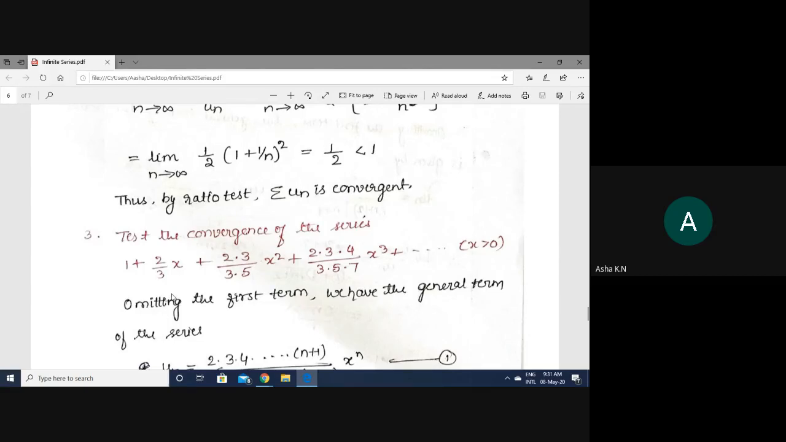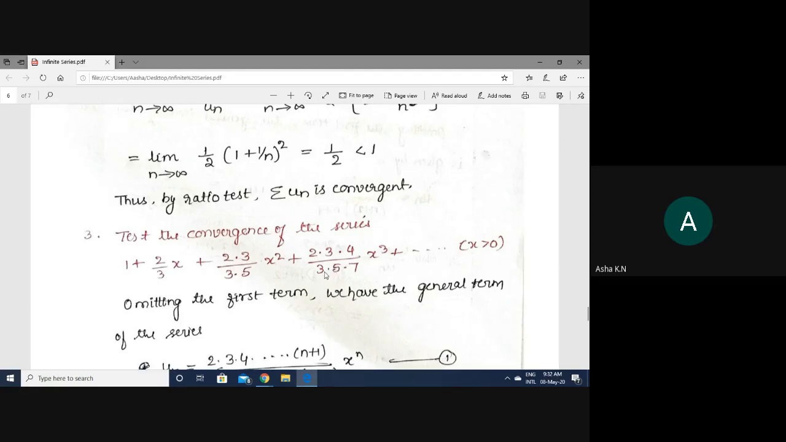Now comes the denominator. Denominator is starting with 3. Carefully you see, you don't have 3 into 4, you have 3 into 5, odd numbers. Then you have 3 into 5 into 7. Any idea what will be there in the nth term in denominator? 3 into 5 into 7, etc., up to what is the nth term of odd numbers? They are in AP, arithmetic progression. 3 is the first term, 5 second term, 7, 9, 11, etc. What is the nth term?